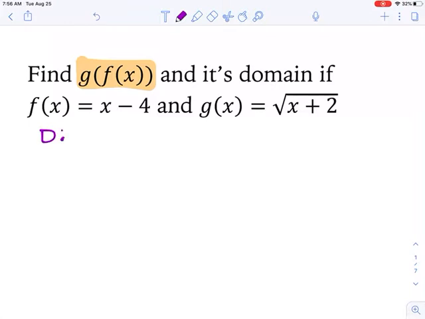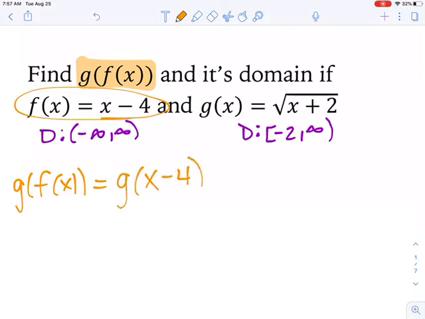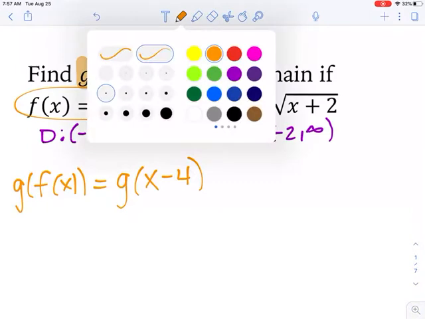Before we actually do the composition, let's talk about the domains of each of these. The domain for f of x, since it is a linear function, is going to be all real numbers. And the domain for this radical equation, it's a radical shifted left 2, so its domain is going to be -2 to infinity.